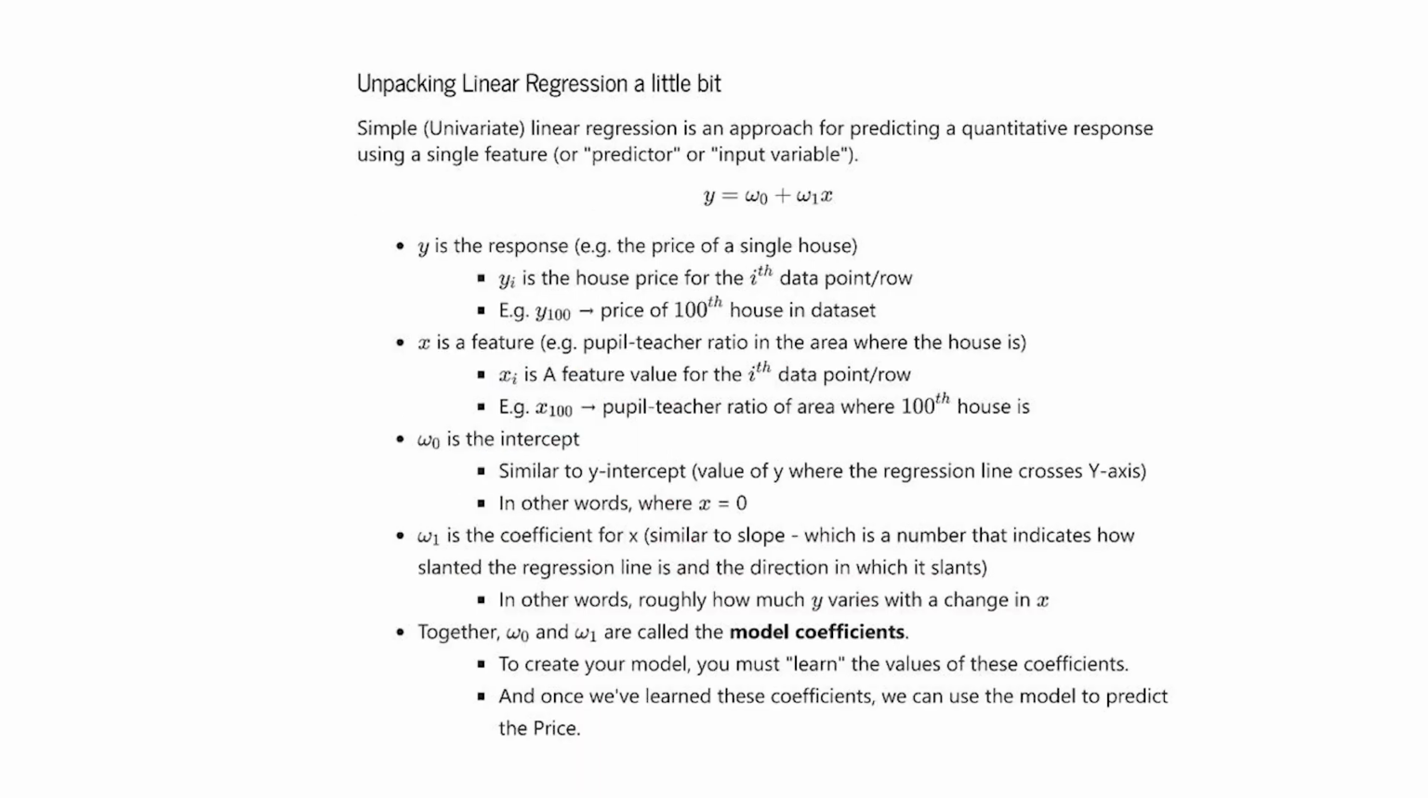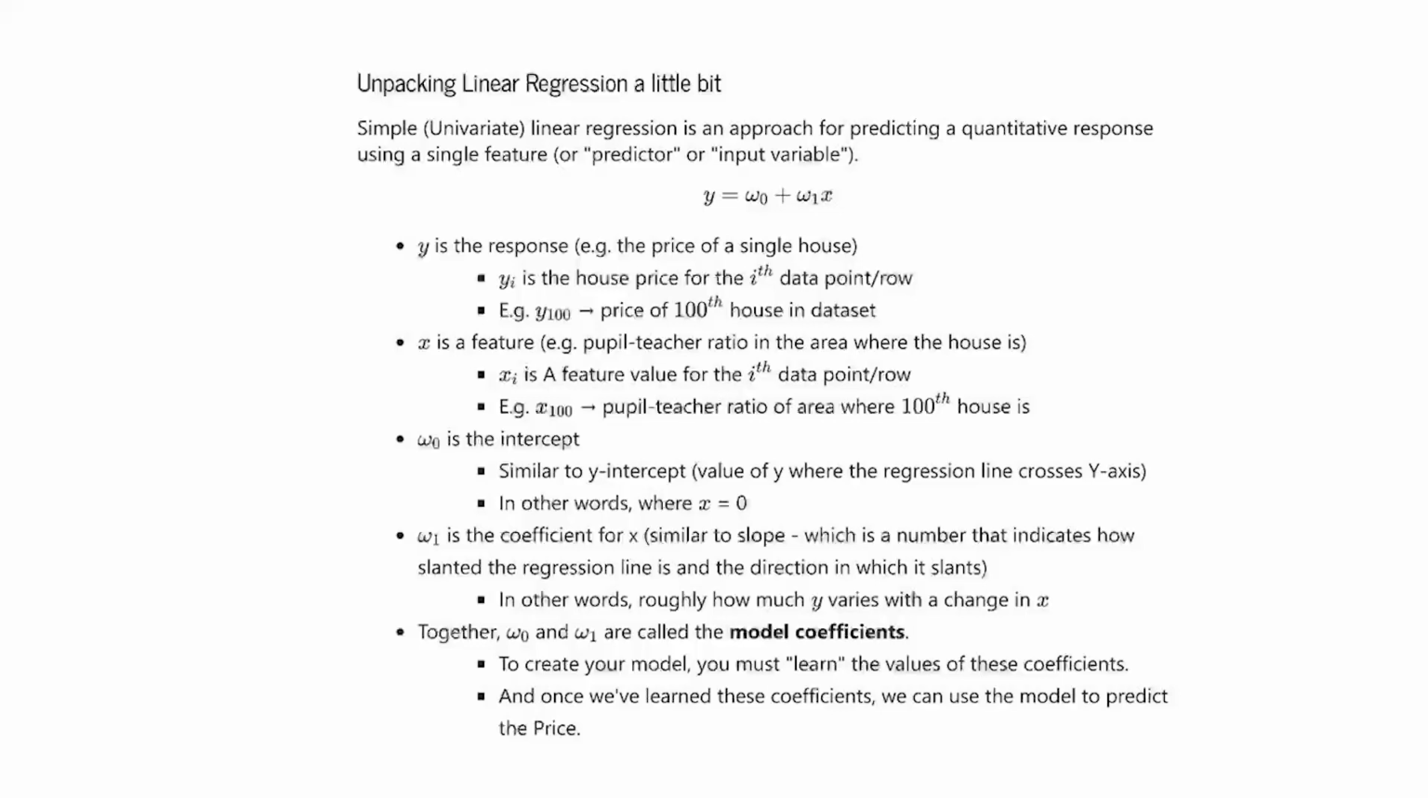So let's unpack what we just discussed about linear regression in a little bit more detail. A simple linear regression, also called a univariate linear regression, is an approach where you only have one single feature. And using that single feature, we are trying to predict a quantity, in our case, the price of the house. So y is the response, and y of i is the house price for the ith data point. In our dataset, we have about 500 data points. So for example, y of 100 would represent the price of the 100th house in our dataset.